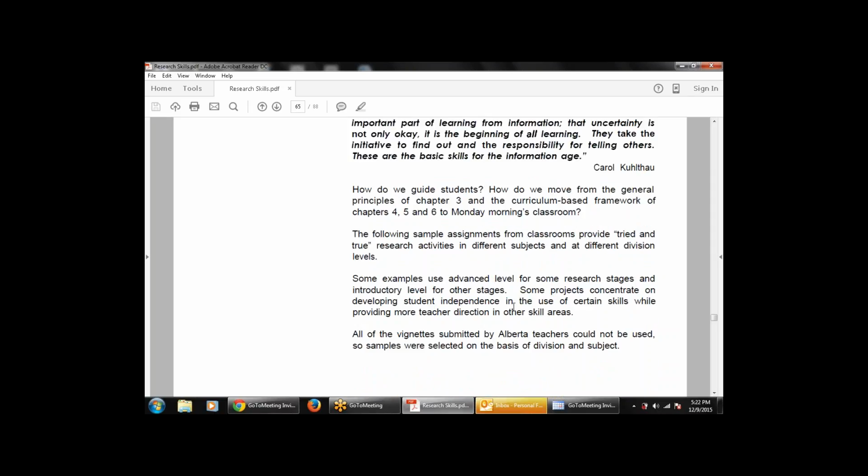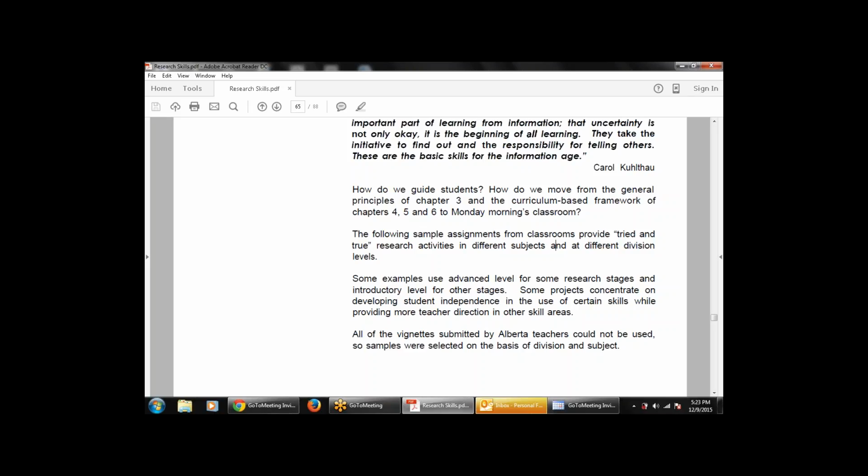The following sample assignments from the classroom provide tried and true research activities in different subjects. These are the various research activities used in different subjects and at different division levels. Some examples use the advanced level for some research stages and the introductory level for other stages.